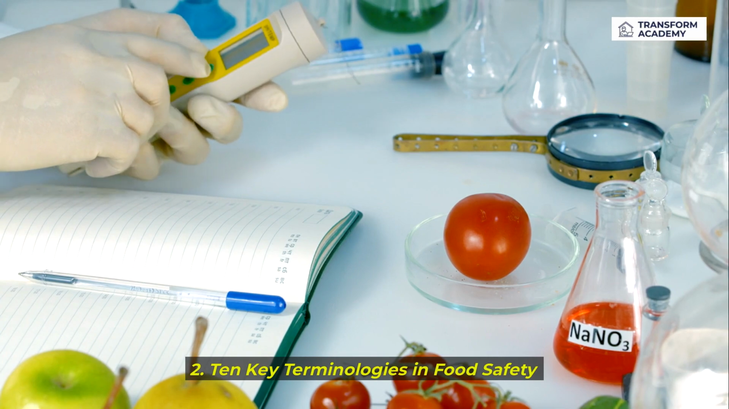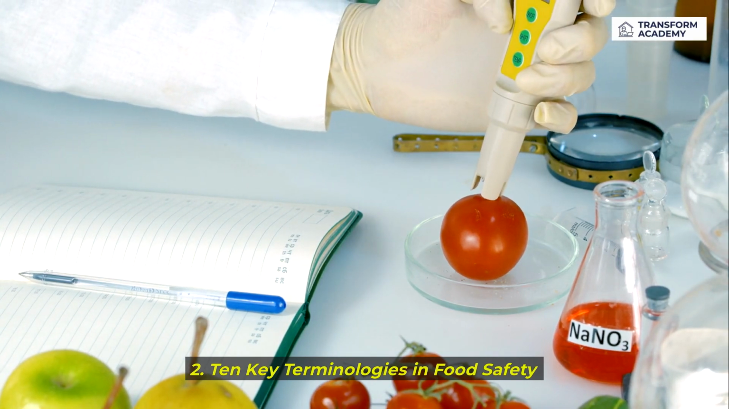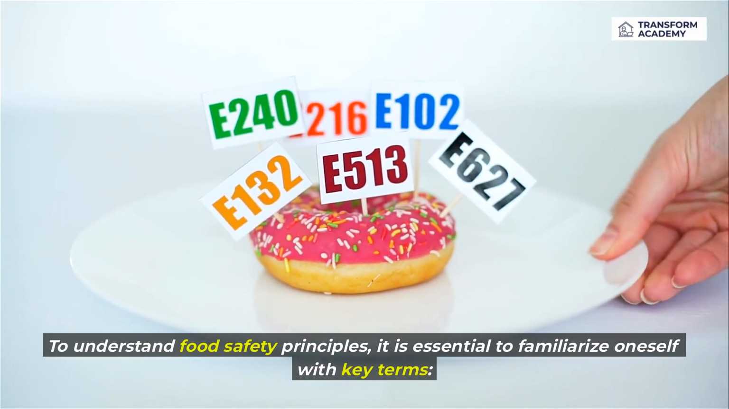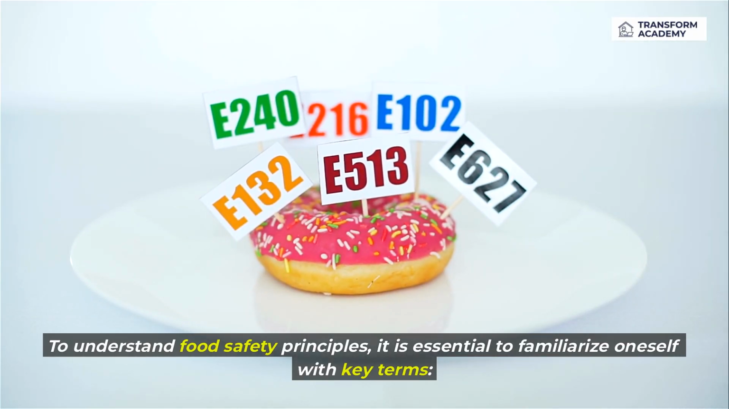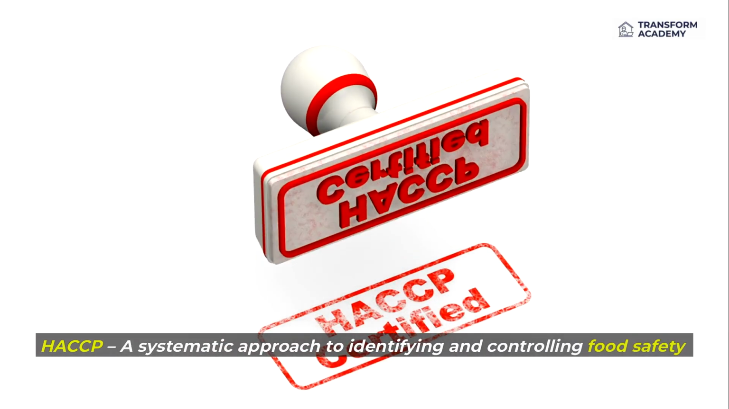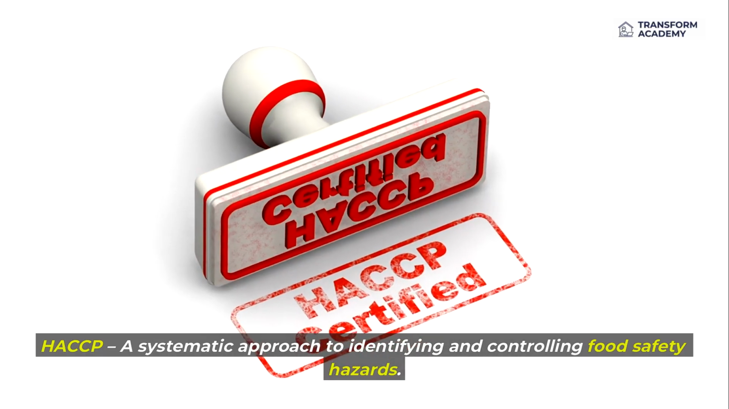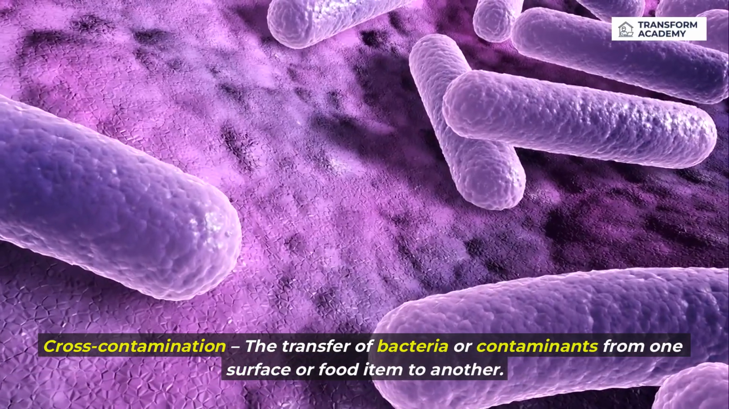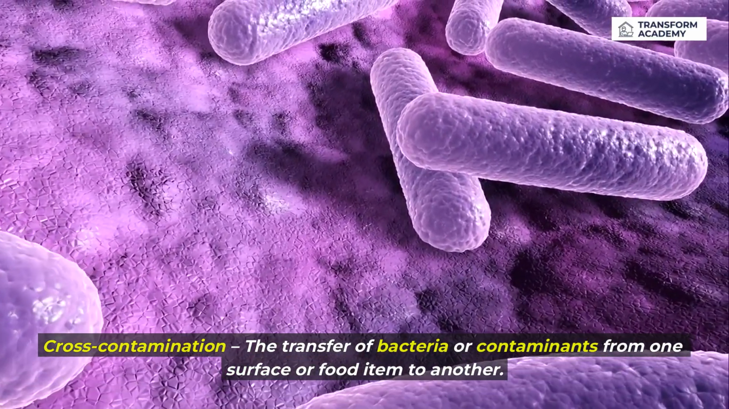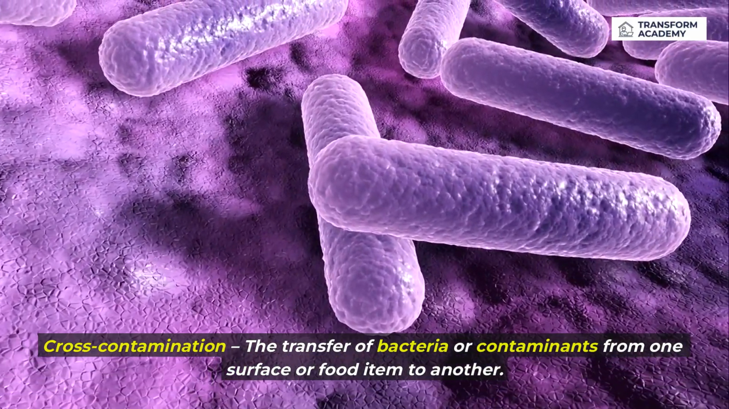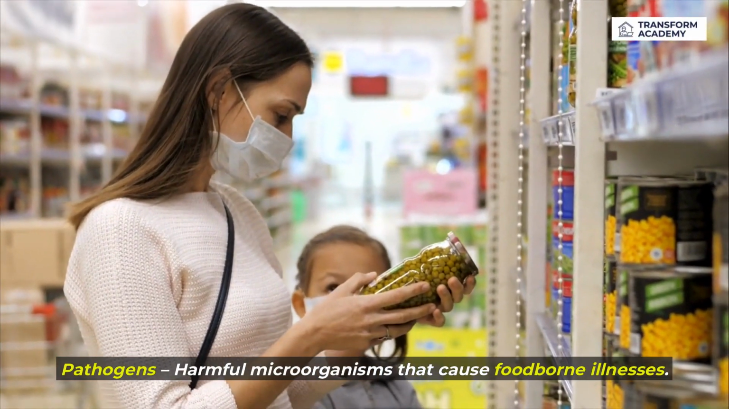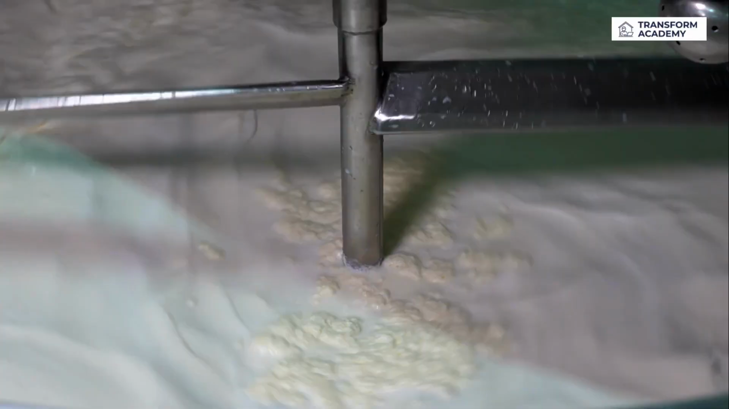2. 10 key terminologies in food safety. To understand food safety principles, it is essential to familiarize oneself with key terms. HACCP, a systematic approach to identifying and controlling food safety hazards. Cross-contamination, the transfer of bacteria or contaminants from one surface or food item to another. Pathogens, harmful microorganisms that cause foodborne illnesses.